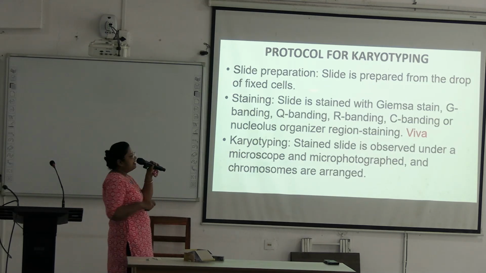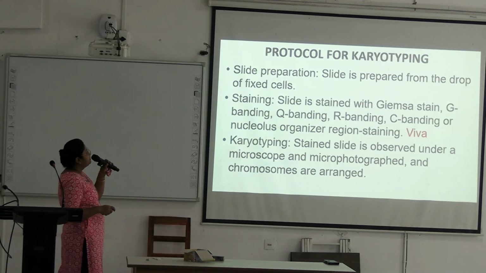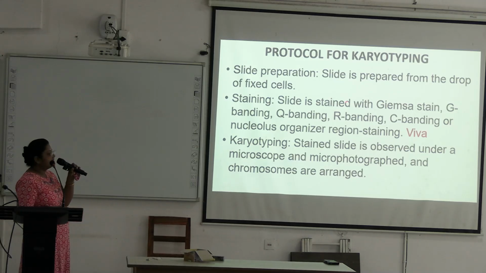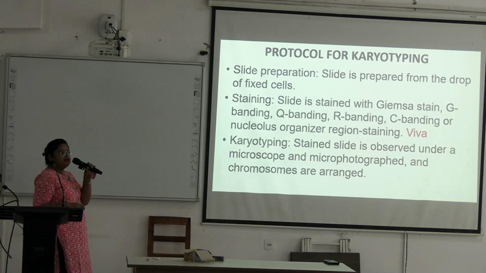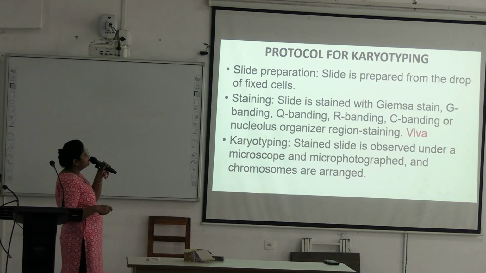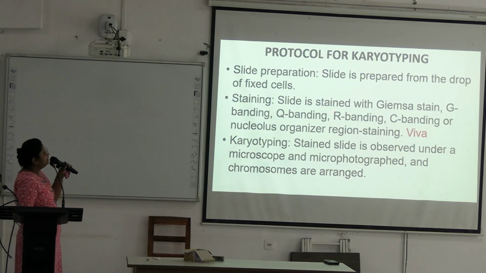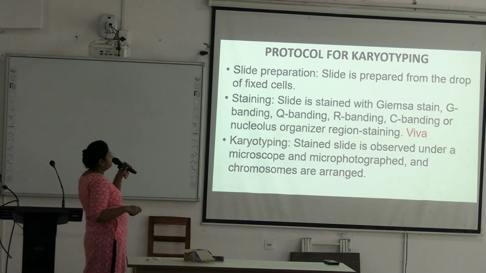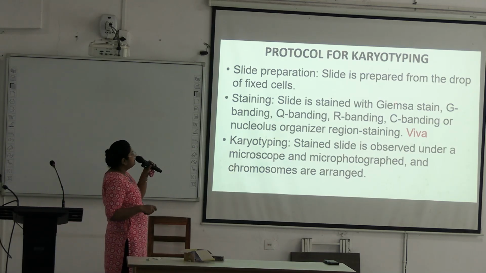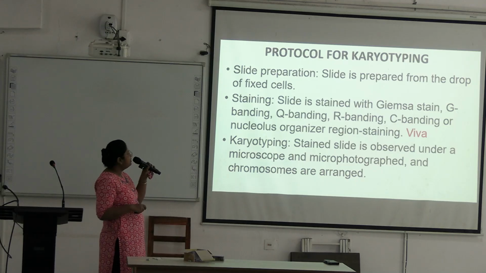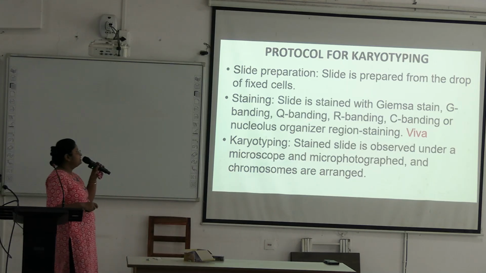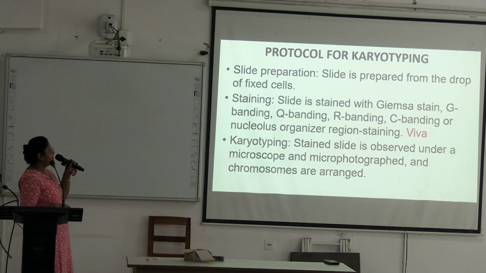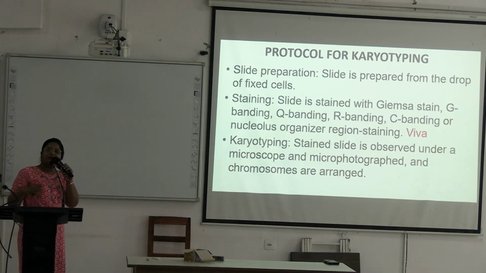Next, we'll do slide preparation. Slide is prepared from a drop of fixed cells. Next is staining. Slide is stained with Giemsa stain, G banding, Q banding, R banding, C banding or nucleolar organizer region staining. These staining techniques are done. And for karyotyping, the stained slide is observed under a microscope and microphotographed, and chromosomes are arranged in a specific manner.